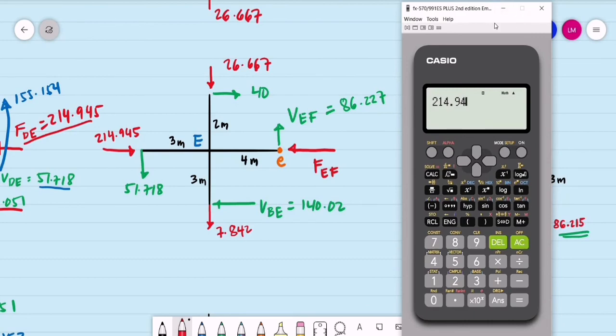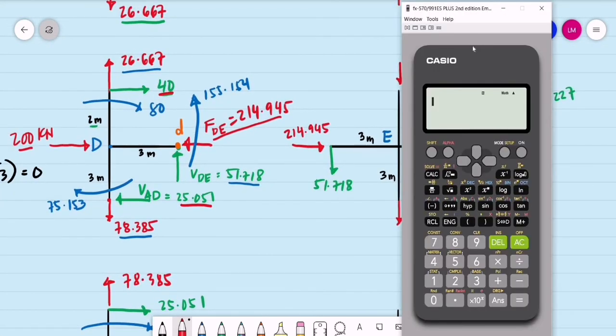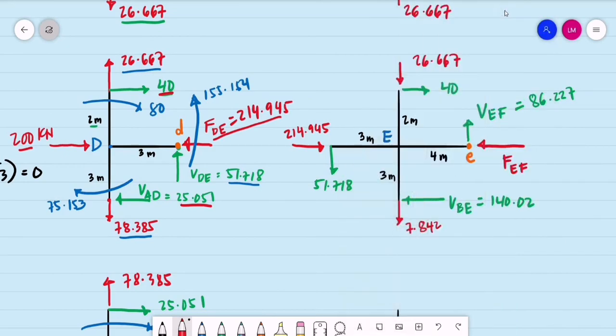So let us double check. Okay, so we are doing a little checking here. That is, we have the 200 plus 40 minus the 25.051. It should be 949, not 945. A little correction here. This is 214.94. It should be 949.